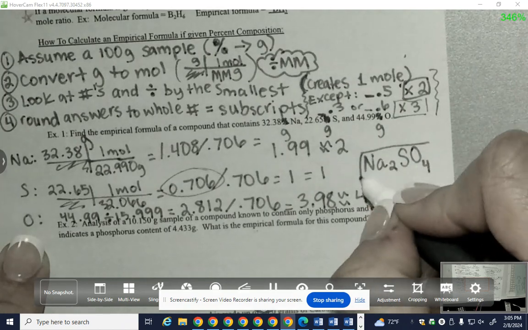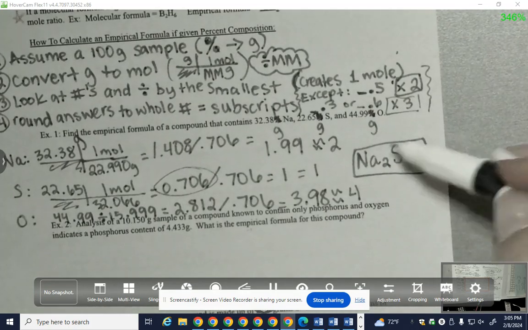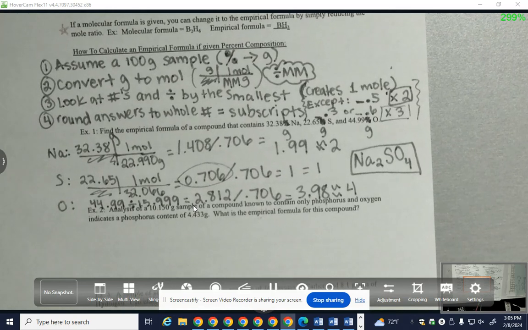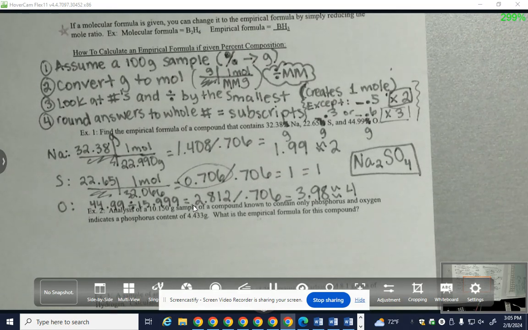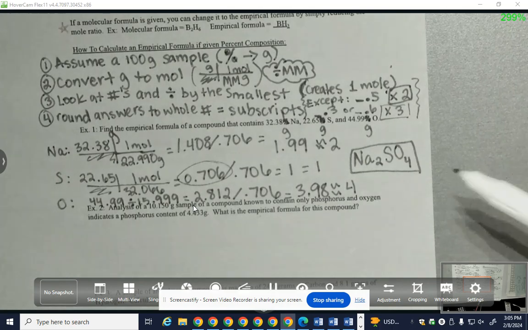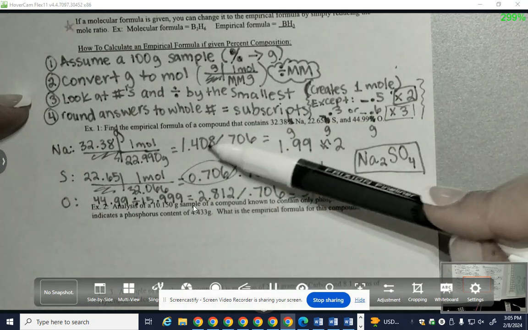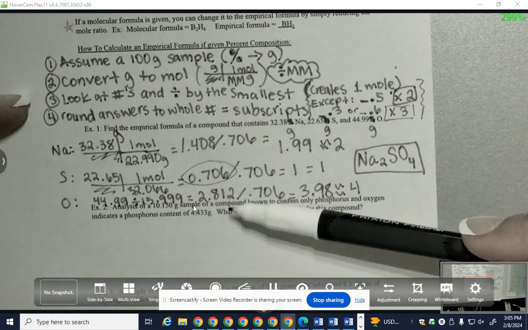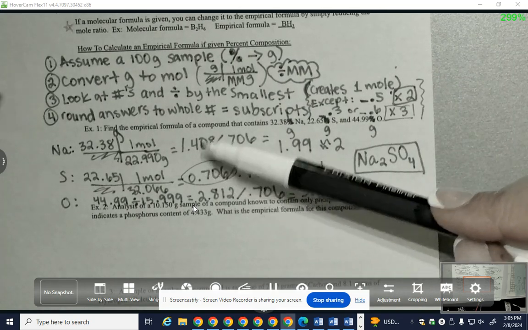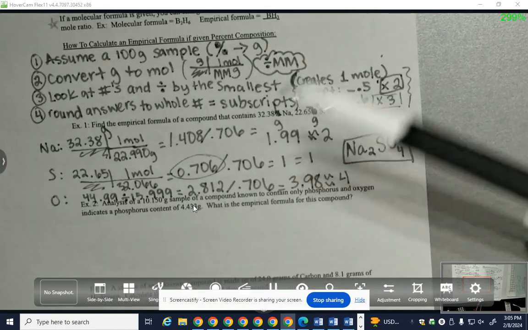So anybody know what this compound's called? It is sodium sulfate. Good. All right. So this is an ionic compound, which means the empirical formula was the actual formula. But that's running through all the steps. Got it? So I would say the biggest mistake that happens is people round at this step. So looking at this, they would have said, oh, don't I have to double this one or things like that. Don't round too early. You have to always divide by the smallest, and then you have those obvious ones.